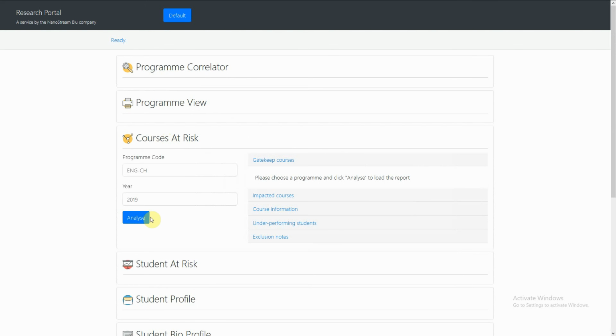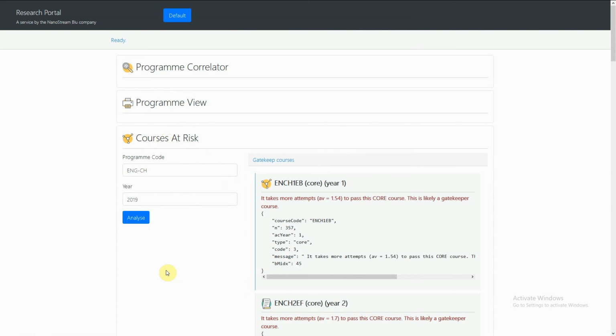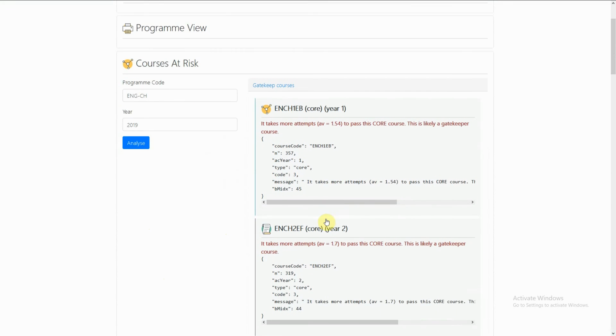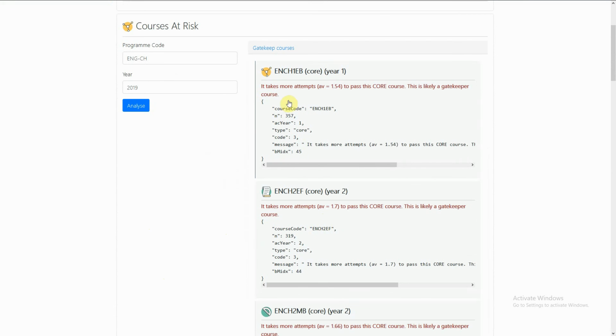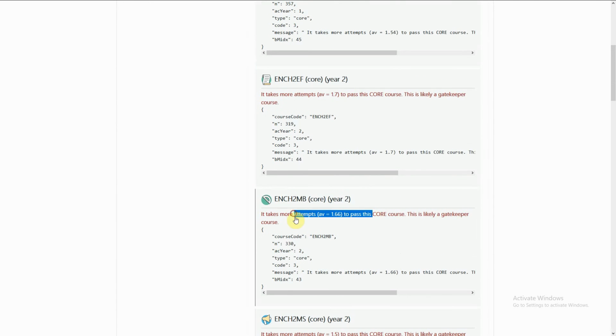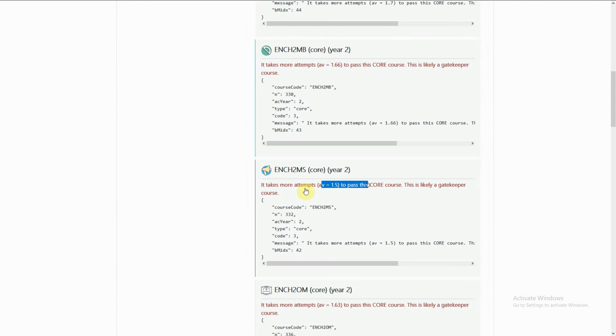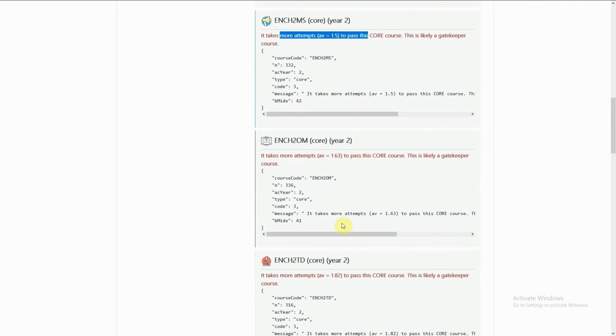Let's go over to the courses at risk view and enter this program code. The system generates a list of at-risk courses. The metric being used here is the number of attempts by students required to pass this course. In other words, the system is counting the number of times that students are registering for a course before they actually pass it. This is one of the chief metrics for this kind of estimation.